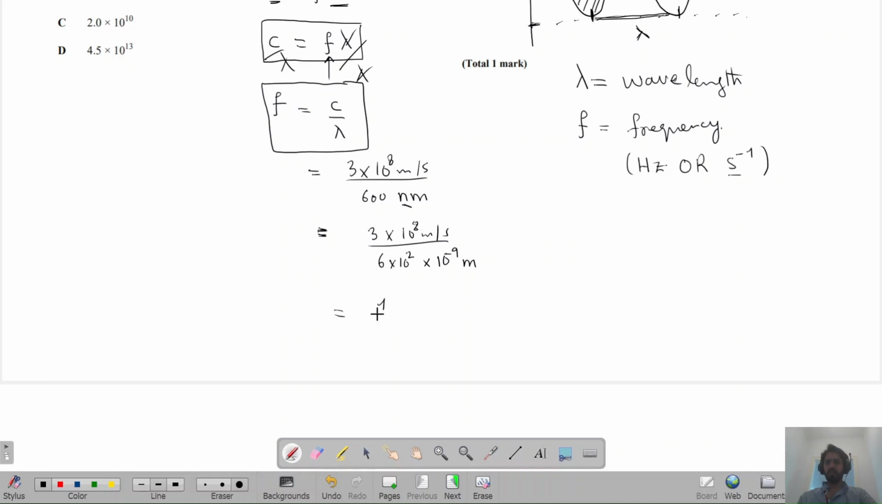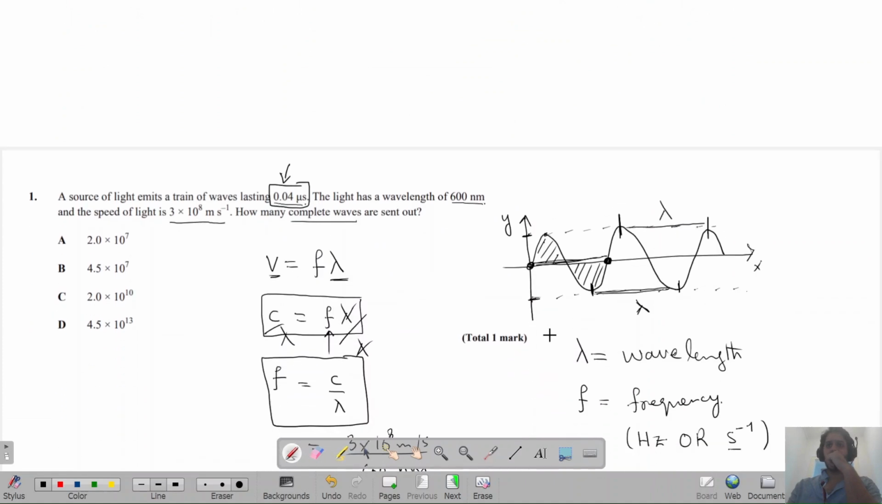So 3 over 6 is just 1/2, and I can combine all these powers of 10. So I'll have 10 to the 8, and this 2, if I move it to the numerator, I'll have to change the sign, so it will be minus 2, and this negative 9 will be plus 9. And the answer will be 0.5, which is coming from this half, and the power of tens, if I work out these numbers, will be 10 to the power of 15. And the answer should be in the units of inverse seconds, right? So this is frequency, 0.5 times 10 to the 15 inverse seconds, or we can also write hertz.